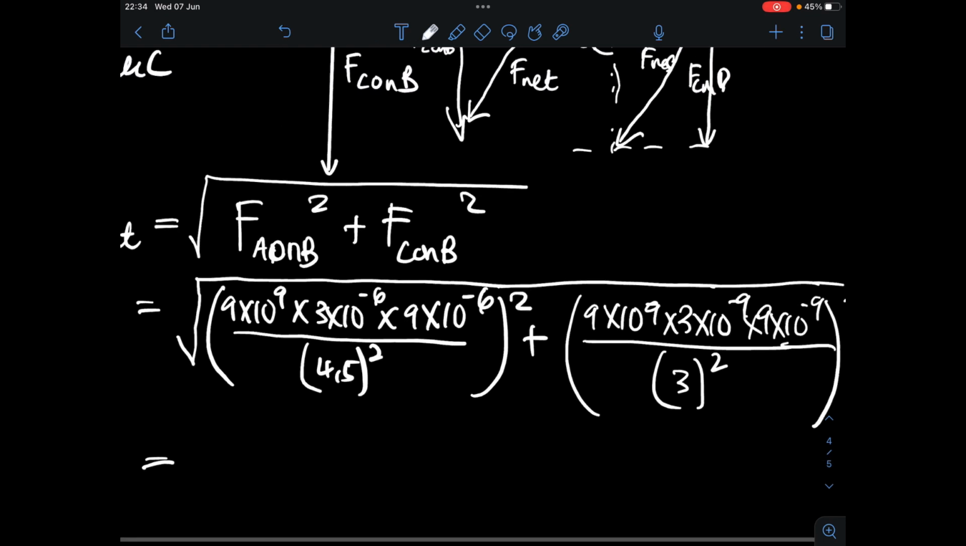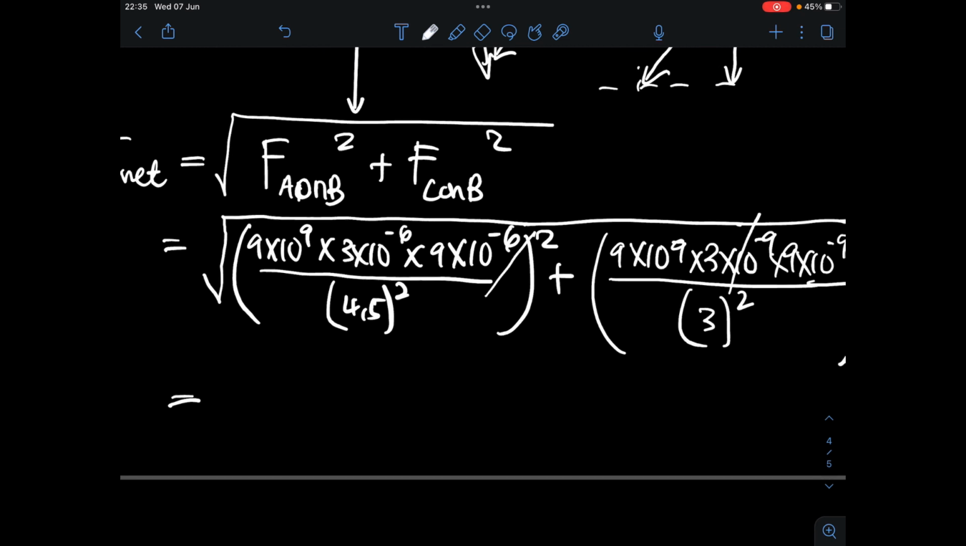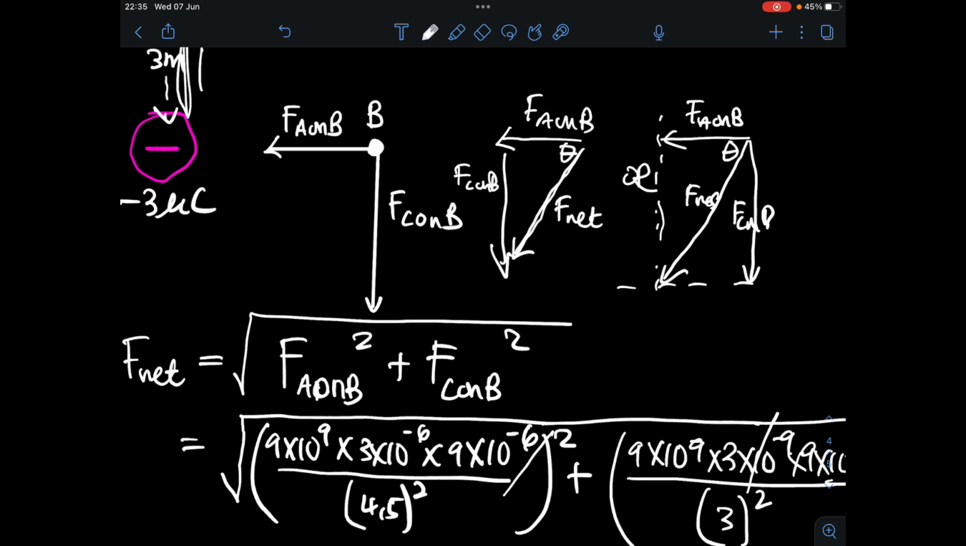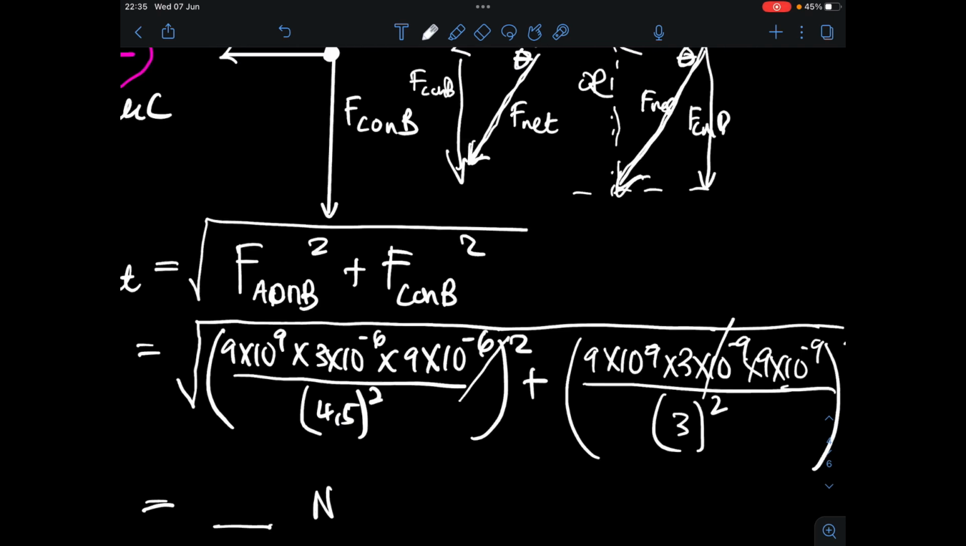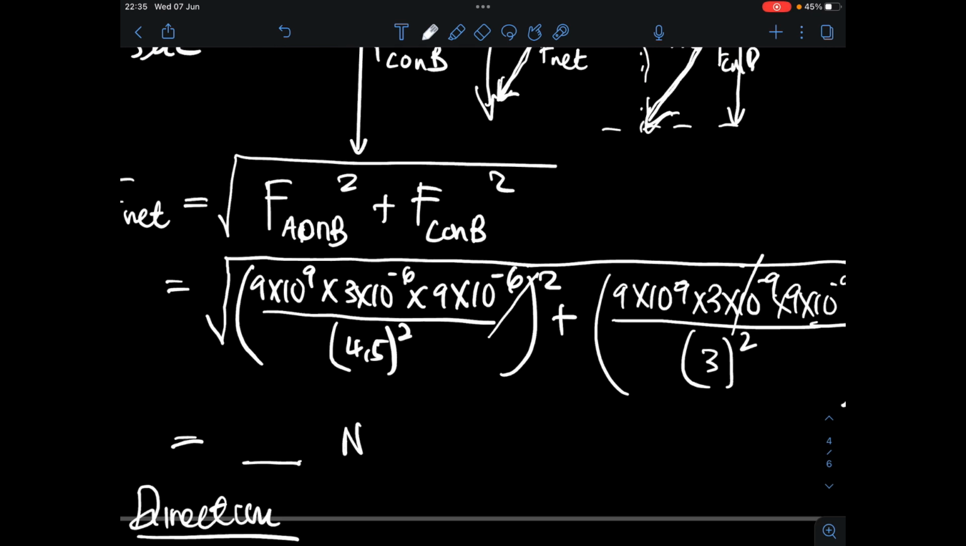We have already seen the directions of these forces. So you can punch that in the calculator, and your answer will be whatever newtons. And for the direction, you use the trig ratio called tan. So when it comes to direction, we'll use tan. Tan theta is equal to opposite over adjacent. It's going to be TOA.